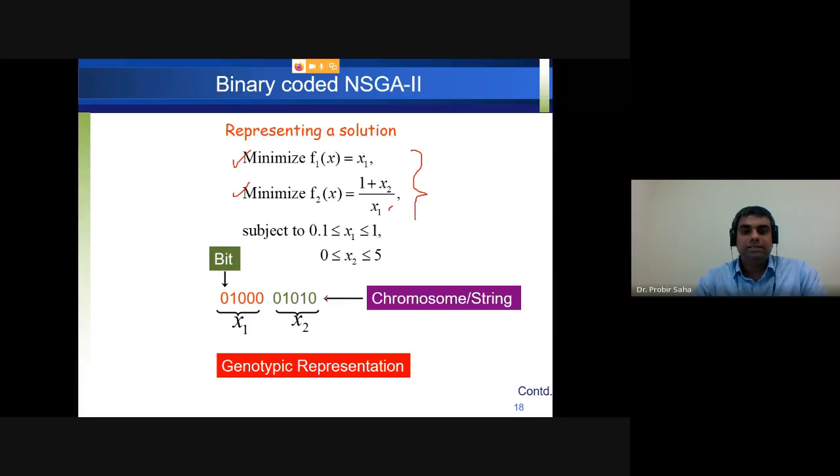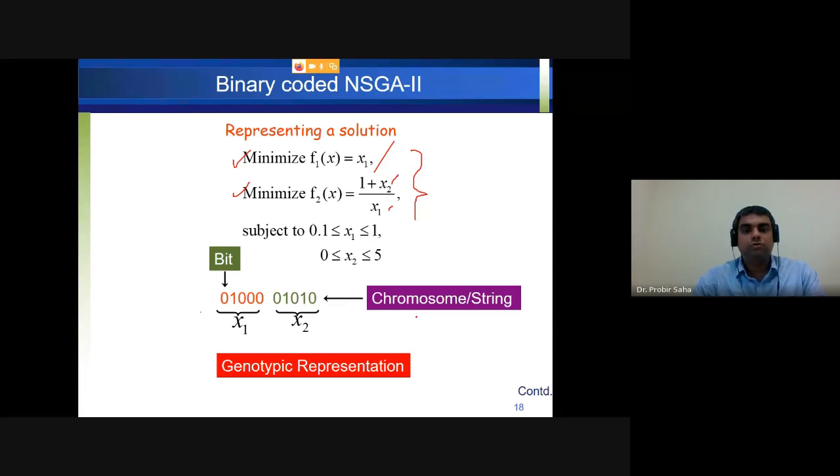Now, what is important here? First, because I'm interested in binary coded NSGA2, I have a decision variable x1 and a decision variable x2. This is a solution I have taken. How many bits? 1, 2, 3, 4, 5. Here also I have taken 1, 2, 3, 4, 5. So in 10 bits, make one solution. Out of that, 5 bits are for x1 and another 5 bits are for x2, right?